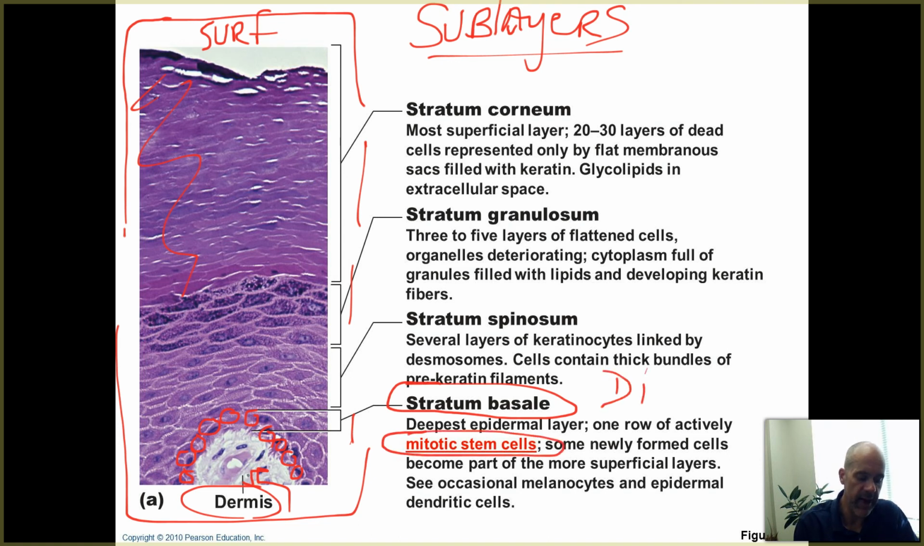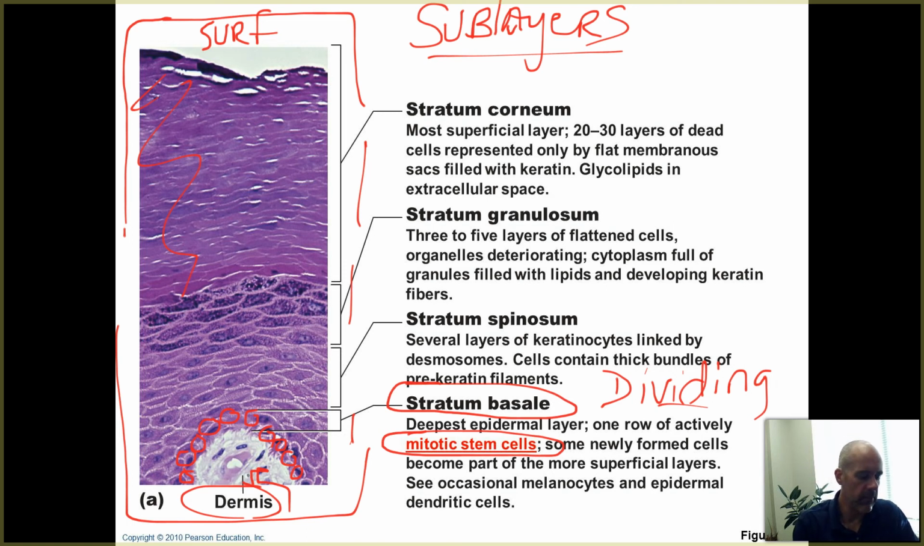Mitotic means dividing. So those are cells that are capable of undergoing cell division. 1 goes to 2, 2 goes to 4, 4 goes to 8, and so forth and so on. That process of cell division is called mitosis. We'll talk a little bit about that in just a minute.